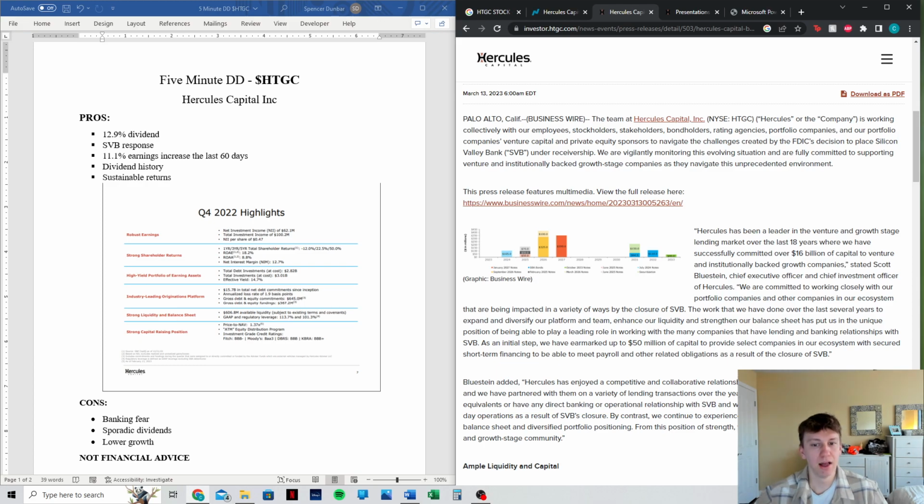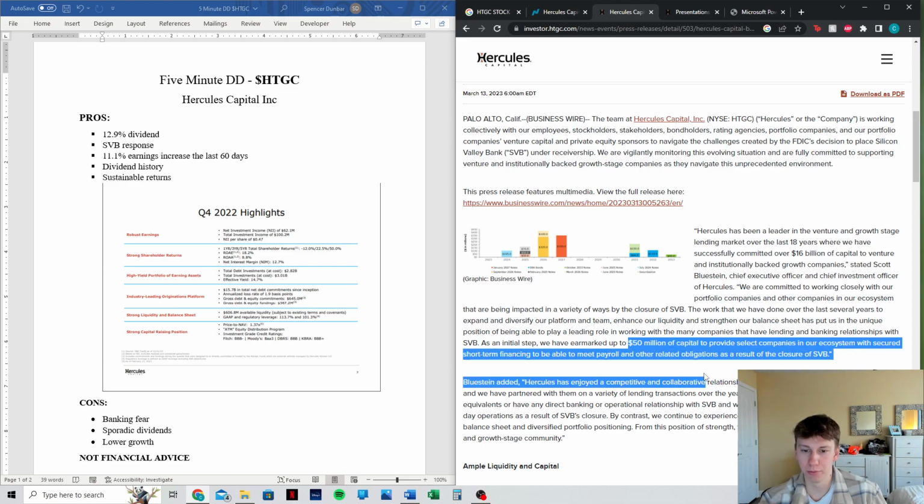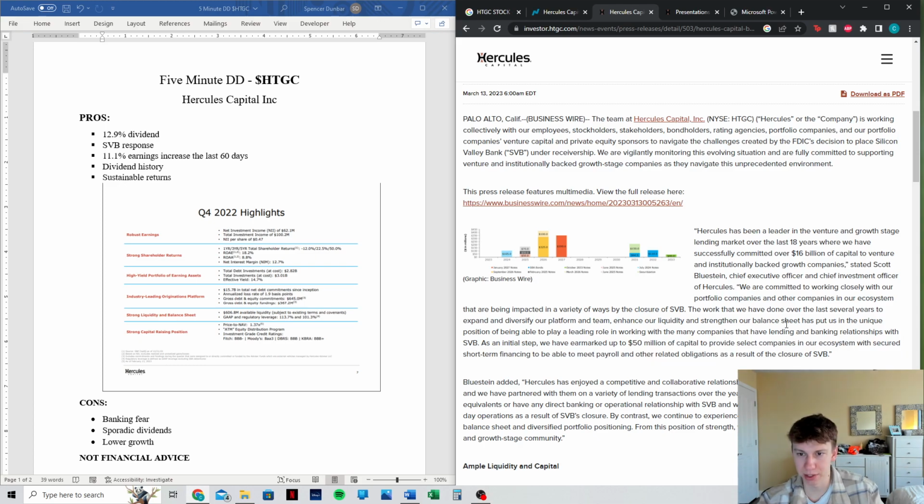Now, it means that there could be other issues and there could be a worse response by the market itself like we've seen. But they themselves, the company itself, is not in turmoil at this time from the SVB closing other than the backlash. Another thing is that they have added $50 million of capital to provide companies with assistance with short-term financing to help with the backlash of SVB. This was before SVB was bailed out by the government. So we'll see what happens with that still. But it is a good response by them, in my opinion.